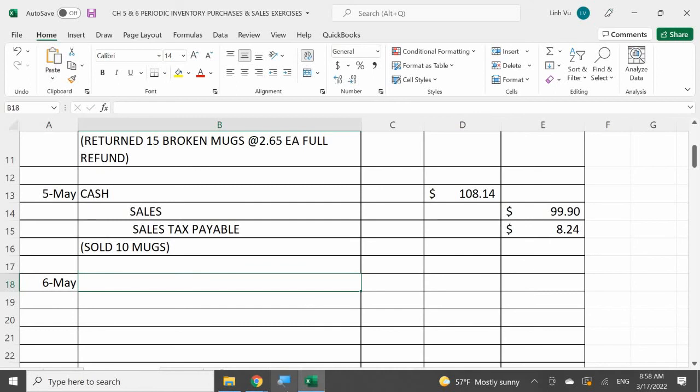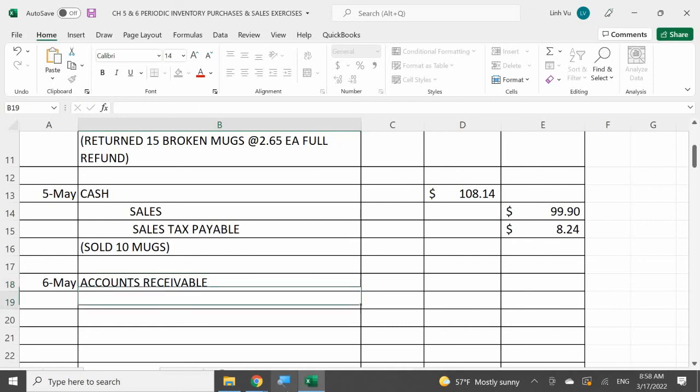Cash. Not cash, right? We sold it on an account. They owe us money. Yes. Accounts payable? Not payable, that's when we owe money to other people. Receivable. Accounts receivable. Yes, that's when customers owe us money. Okay? Accounts receivable. And what did we do?